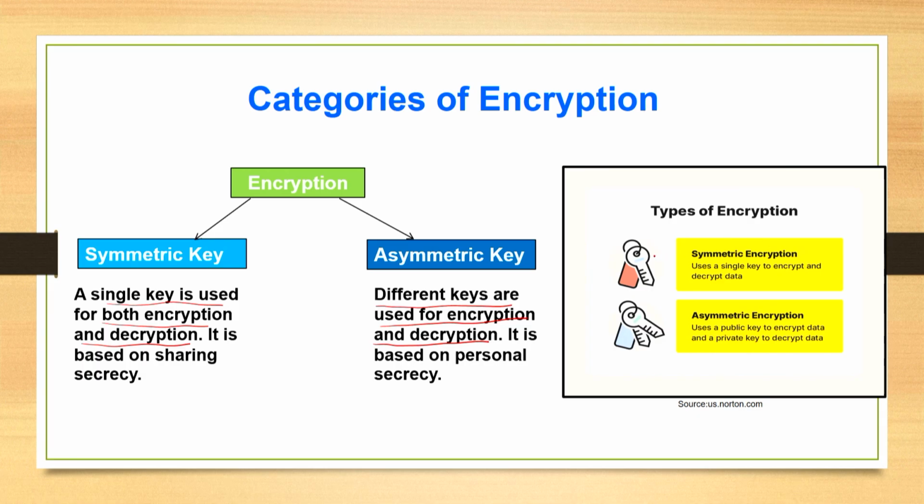It means what? In symmetric encryption, there is a single key which is used for both the encryption as well as decryption of the data. Whereas in asymmetric, two keys are used. One key is for the encryption of the data, another key is for the decryption of the data. Means conversion from the readable to unreadable and unreadable back to the readable at the receiver end.